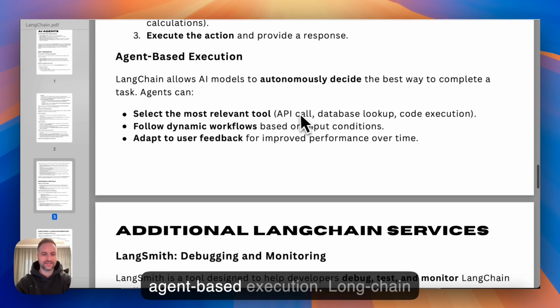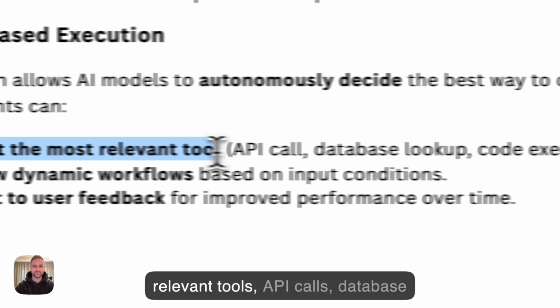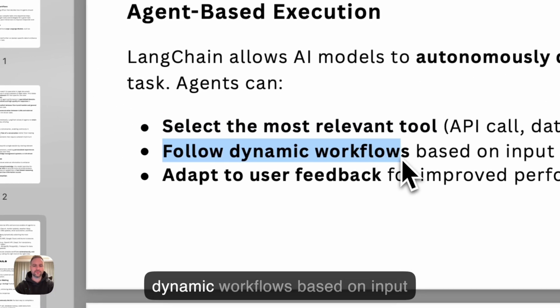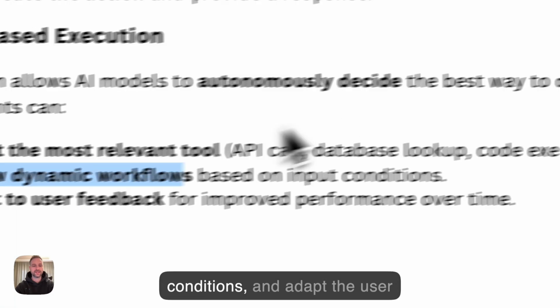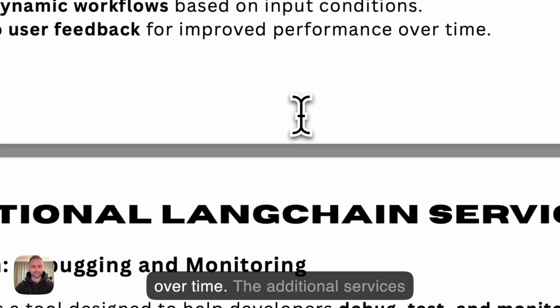And agent-based execution. LangChain allows AI models to autonomously decide the best way to complete the task. Agents can select the most relevant tools, API calls, database backup, code execution, follow dynamic workflows based on input conditions, and adapt to user feedback for improved performance over time.